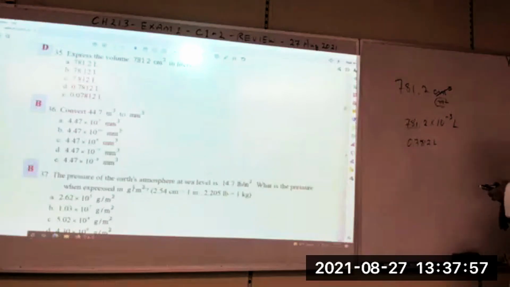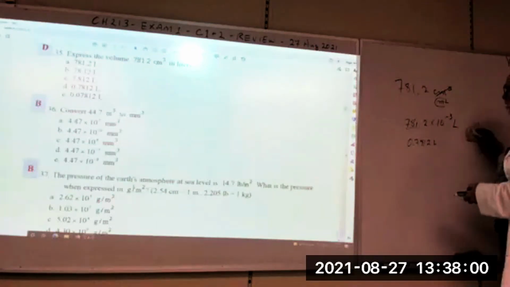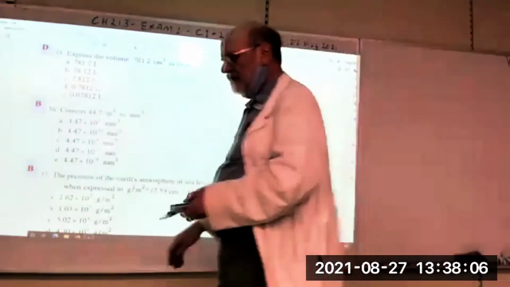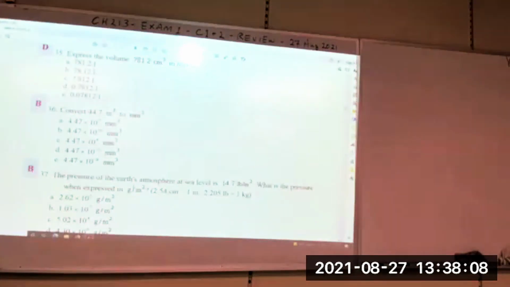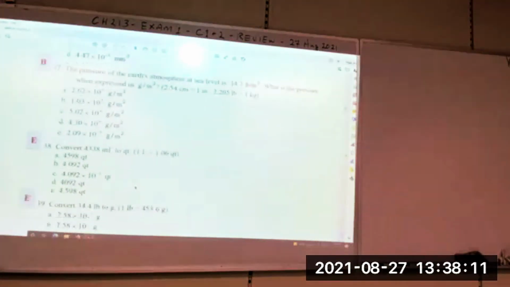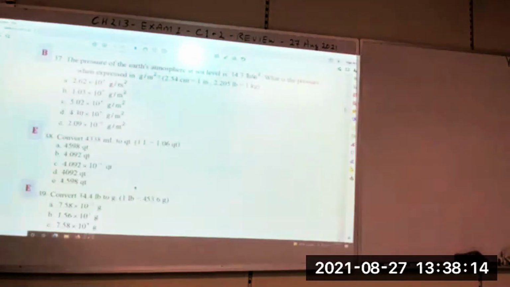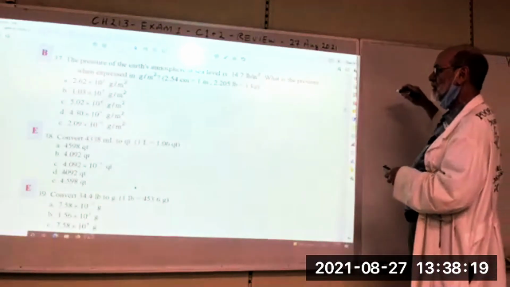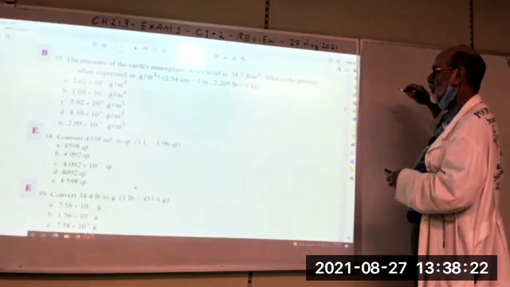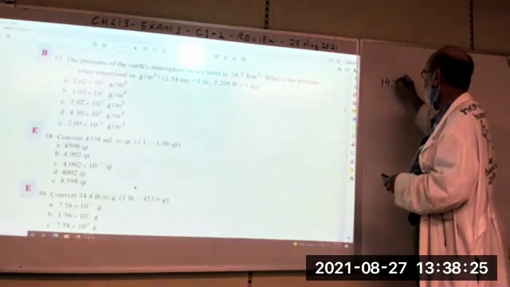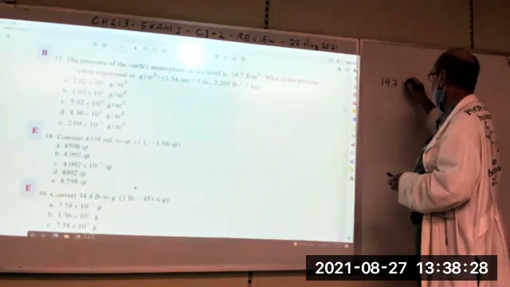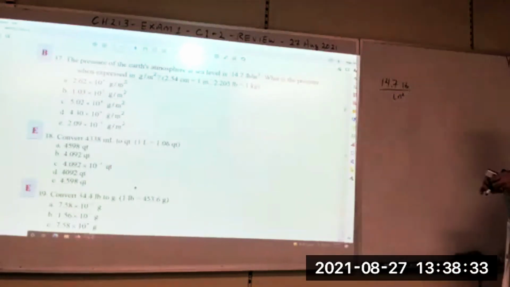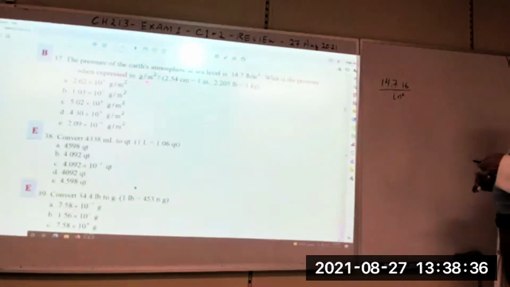All right. Let's do 37. It's a unit conversion, but it's not a simple unit conversion. It's a complex unit conversion. Notice that with this, we're starting with 14.7 pounds per square inch. And we want to end up with grams per square meter.